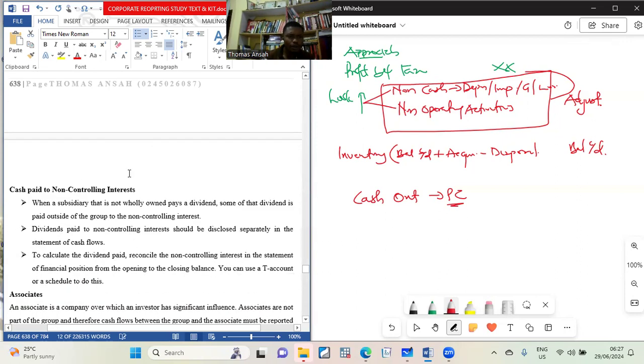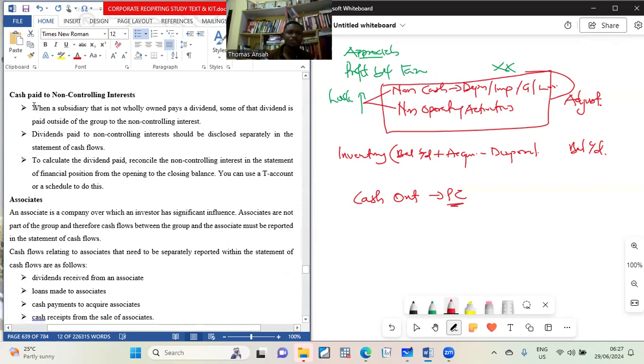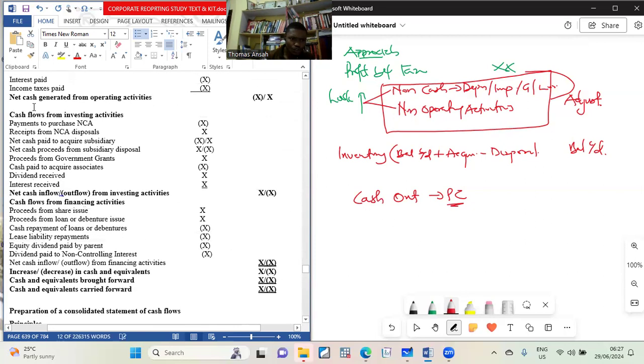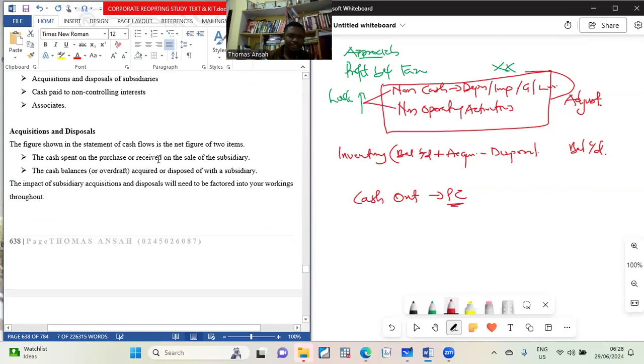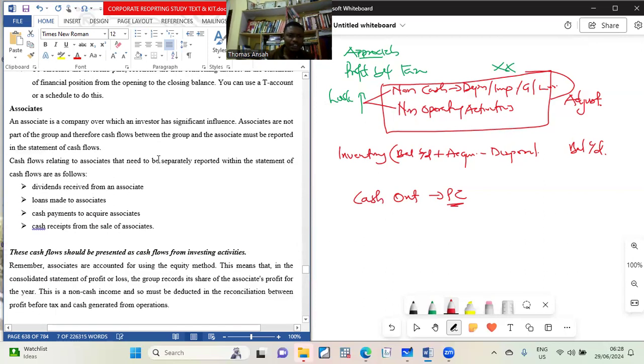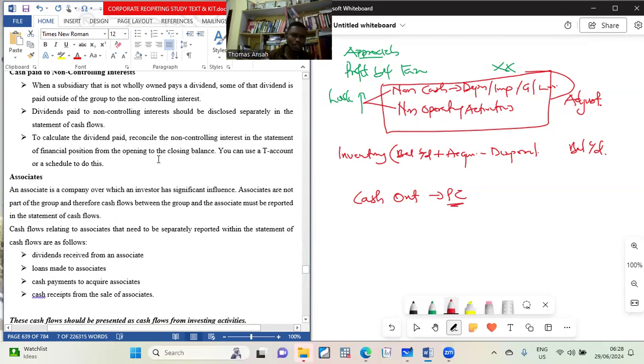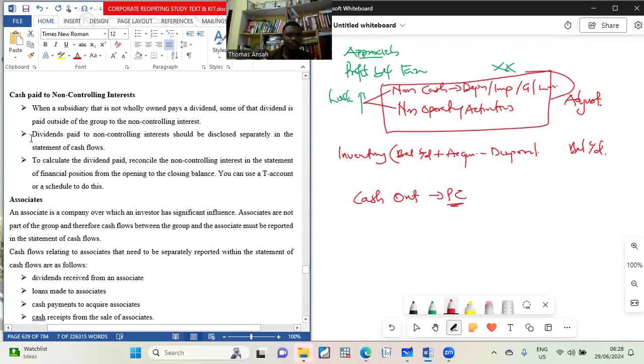Now let's talk about the cash. So when you buy the subsidiary, the money that you are using to buy the subsidiary is an outflow. That one will be in your investing activity. If you saw it, I spoke about that. All right. Then again, if you also dispose, you saw that. Then the dividend paid to an NCI, that one is a financing activity.